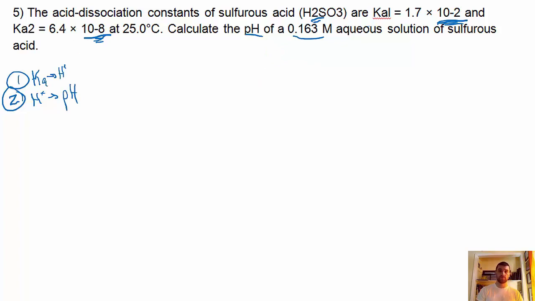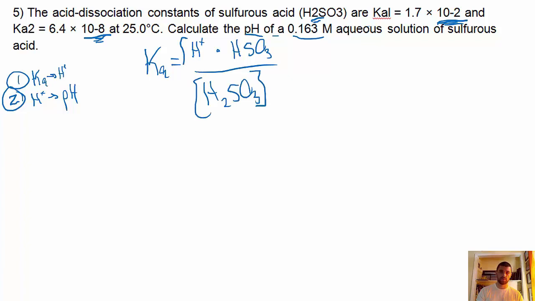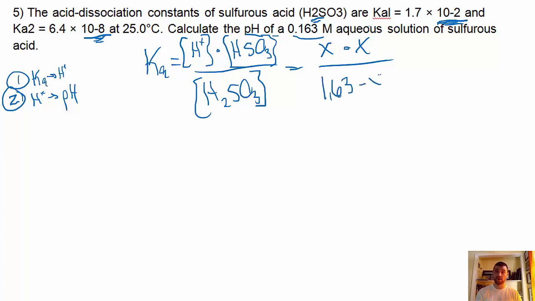So let's do a little bit. I get my Ka expression to equal the H plus times the HSO3 minus all over the H2SO3 concentration. How much H plus and HSO3 minus am I going to get? I'm going to get X amount of each, right? How much H2SO3 is going to be left over? Well, I started with 1.63 molar, but then I used up X amount that dissociated. So now I'm going to combine all these like terms. I'll work out the algebra on this one.